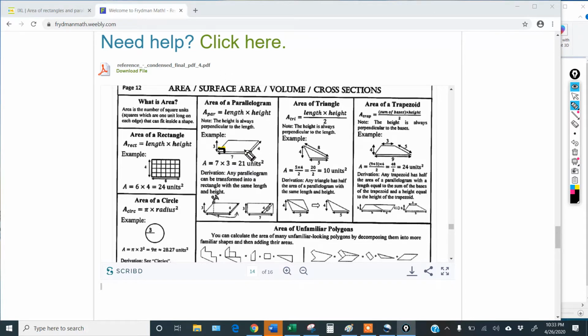So if we call this the base, then this would have to be the height, not this. So to find the area of that parallelogram, it would just be 7 times 3, not 7 times 4, not 7 times 3 times 4, just 7 times 3, which would be 21 square units. And so that's all that we're going to need for this IXL exercise. Remember, it's always just going to be the base times the height.